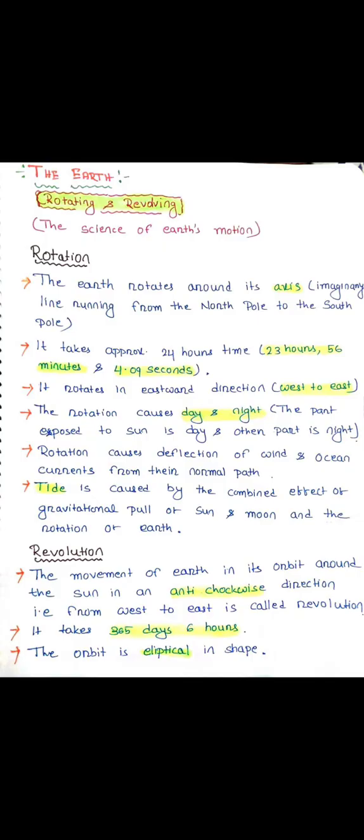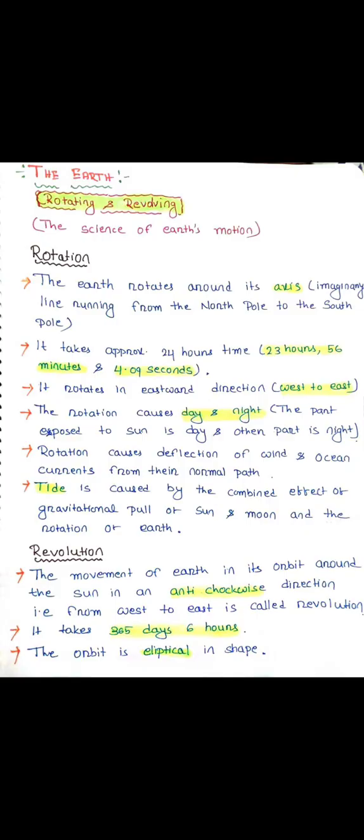We have already discussed the solar system in my previous videos, and from today onwards we will start various geographical features of earth. And first we will discuss the motion of earth. There are two types of motion that earth exhibits. First is rotation, second one is revolution.